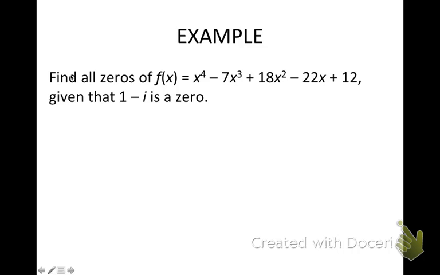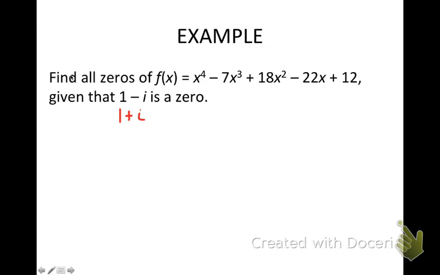So if I had the polynomial f of x equals x to the fourth minus 7x to the third plus 18x squared minus 22x plus 12, and they're giving us that 1 minus i is a zero, think about the conjugate. If 1 minus i is a zero, then what else is a zero? 1 plus i.